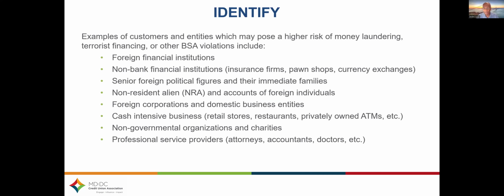Some examples of your customers and entities: foreign financial institutions. If your credit union is holding any accounts with foreign financial institutions, non-bank financial institutions, insurance firms, pawn shops, these are some of your businesses that can be a high level of risk. And even your personal service providers, such as attorneys, accountants, doctors, they can be a little higher level of risk depending on the type of business that they're in.